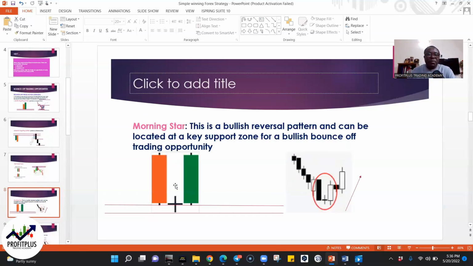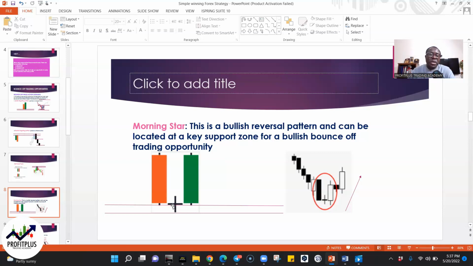Another candle formation that you can see around those turning points is what we call the morning star. The morning star is a bullish reversal pattern and can be located at the key support zone, okay, for a bullish bounce of trading opportunity. You see, price moved into that zone. Okay, and the morning star is just a combination of 3 candles. Okay, you see one bear candle, and then you can see a doji or just a spinning top, very small candle in between them, and then you have the bull candle push up.